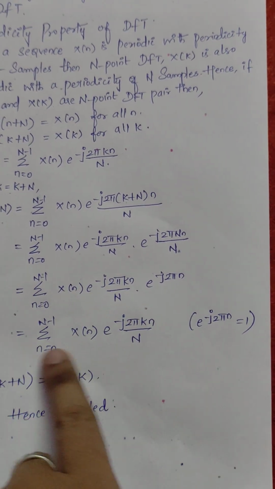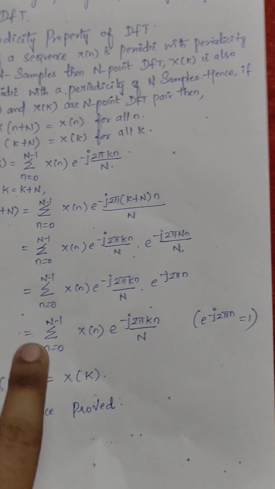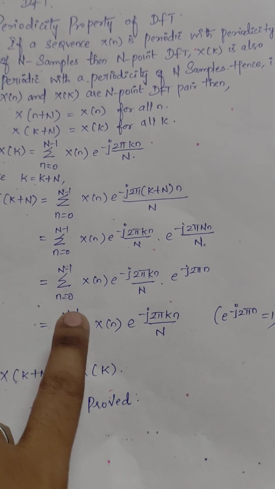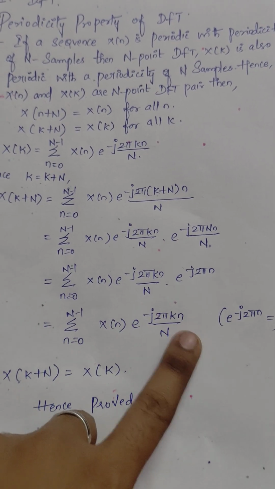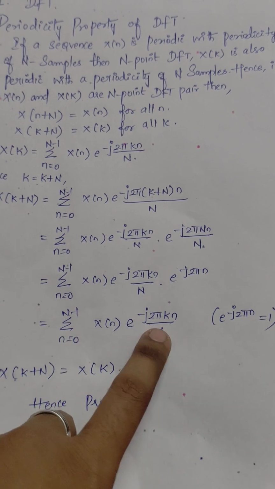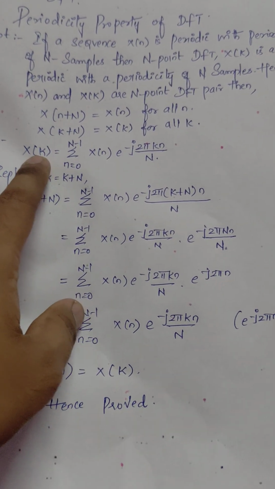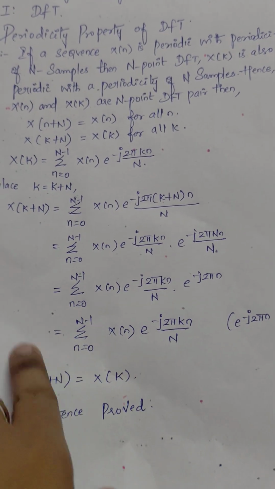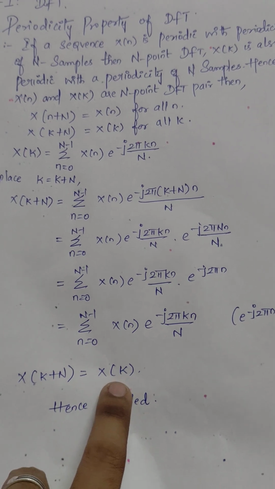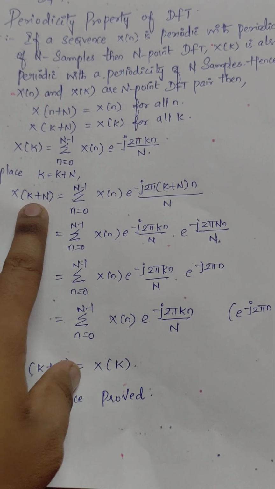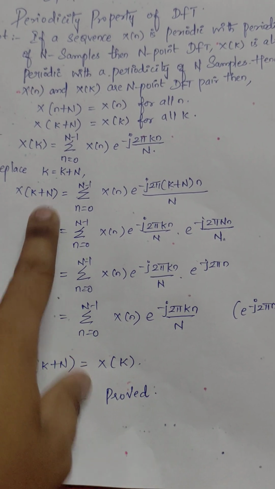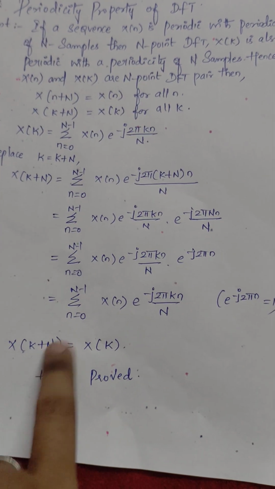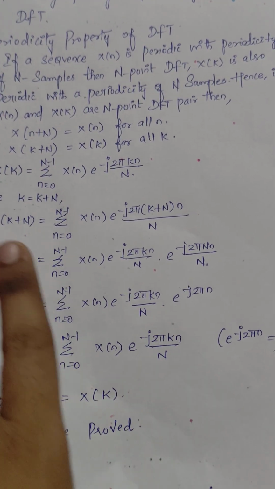Now see this total equation: summation n equal to 0 to N minus 1 x of n e power minus j 2 pi k n by N, which is nothing but the DFT formula, which is called X of k. So can I replace this formula directly with X of k? What is my LHS? X of k plus N, which is equal to X of k. So this periodicity property is solved and hence proved.